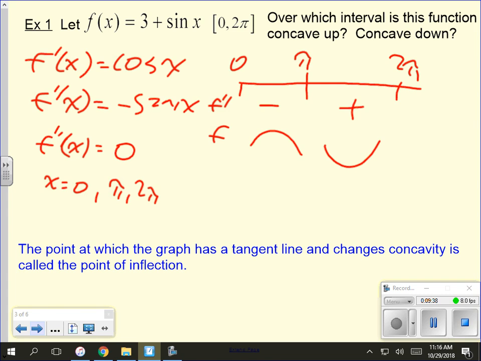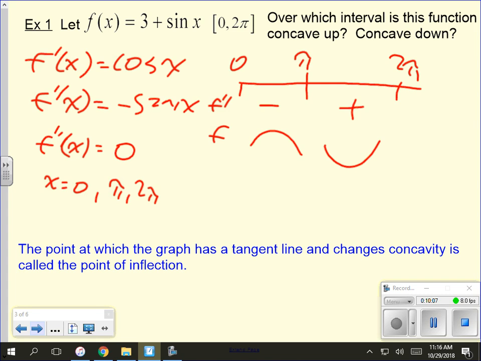So all you're doing, when you're looking for concavity, is doing a sign chart for the second derivative. It tells you all about concavity. You don't want to use the same sign chart that you used for the first derivative. Two separate sign charts, one for each.